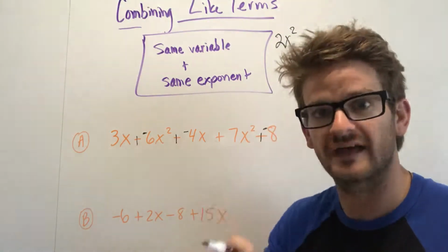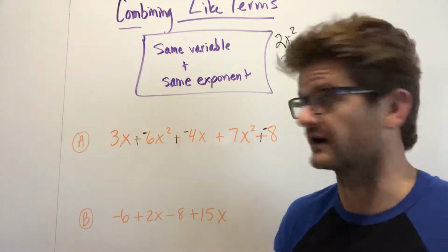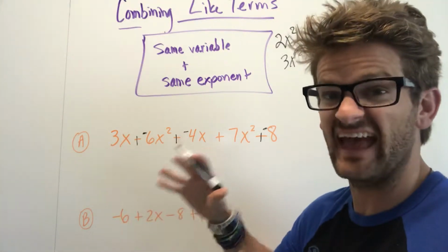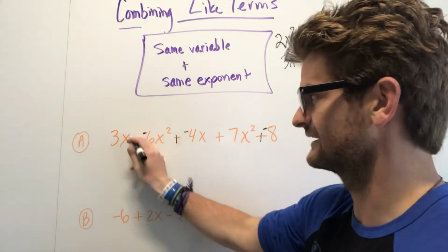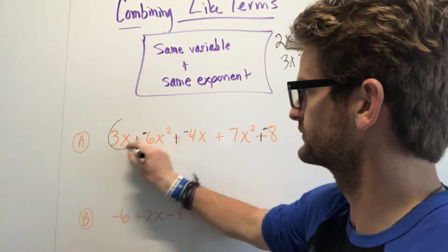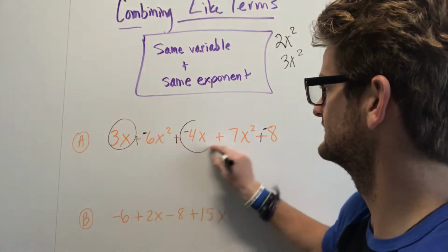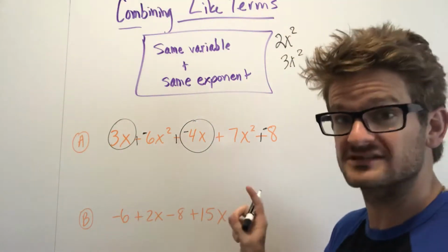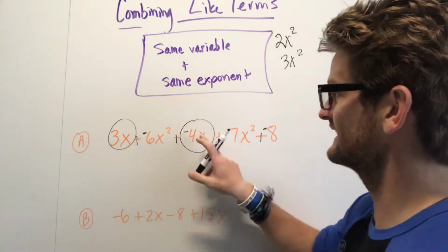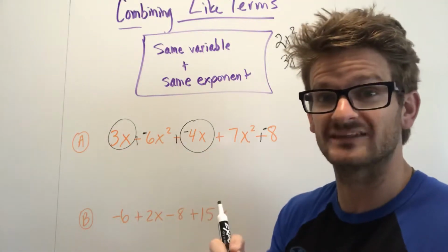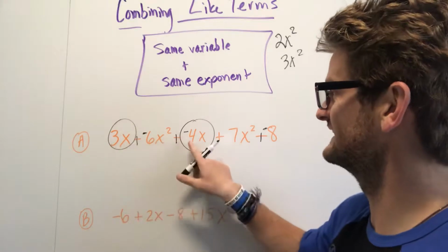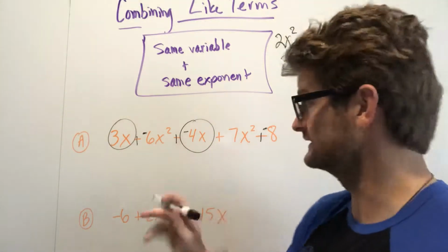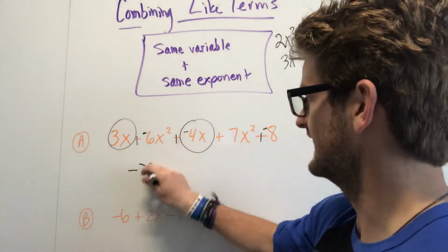The next thing that I do is I identify what the like terms are. So with 3x, I need something that has an x, an x to the first. It's not written there, but it's there. And so 3x and negative 4x, those go together. I'm going to combine those really quick. We take the 3 and the negative 4, add those together, and we get negative 1, and it's just an x.